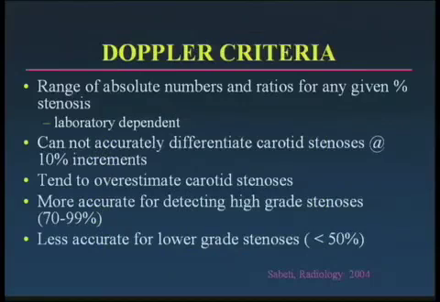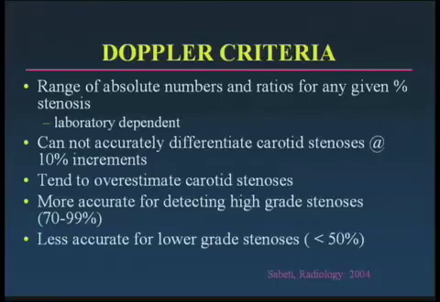So what can you conclude from this? You can conclude that there is a range of absolute numbers and ratios for any given percent stenosis, and these will be both laboratory as well as machine or equipment dependent. You really cannot accurately differentiate carotid stenoses at 10% increments. In other words, I can't tell you accurately that one patient has a 65% stenosis and another patient has a 72% stenosis.